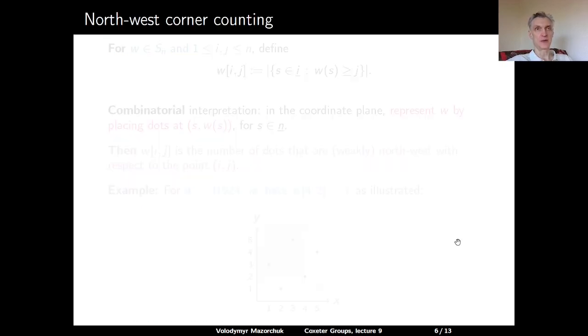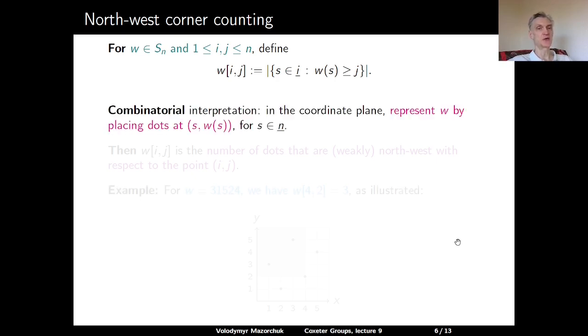And finally, we are going towards the main result for this lecture, and this is a special criterion for two permutations being related in Bruhat order using counting of some points. Let us introduce the notation which is necessary for the statement. If w is an element in S_n, and i and j are elements between 1 and n, we define w(i, j) as the set of all elements s between 1 and i, such that w(s) is greater than or equal to j. Here is a combinatorial interpretation for these numbers.